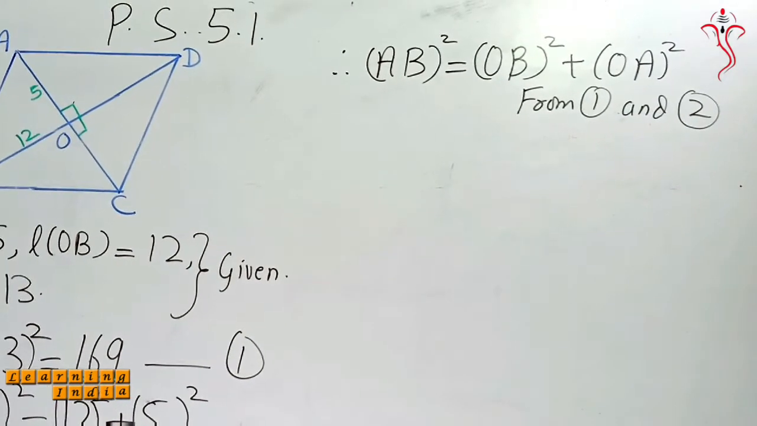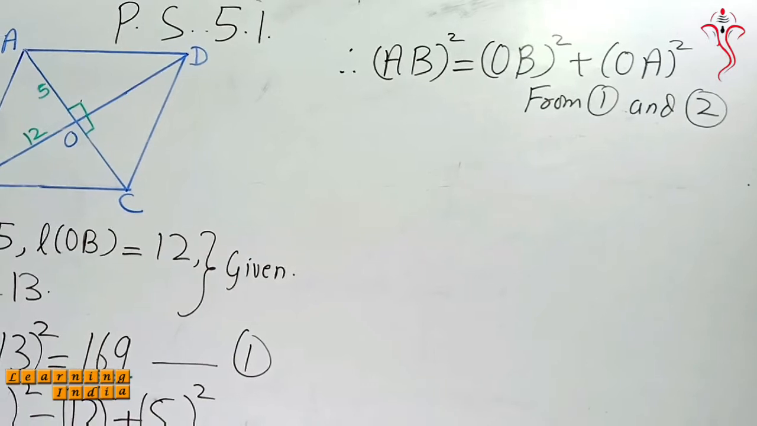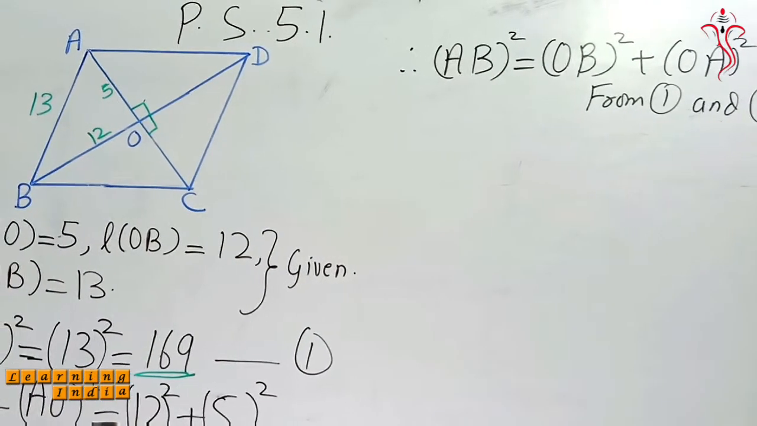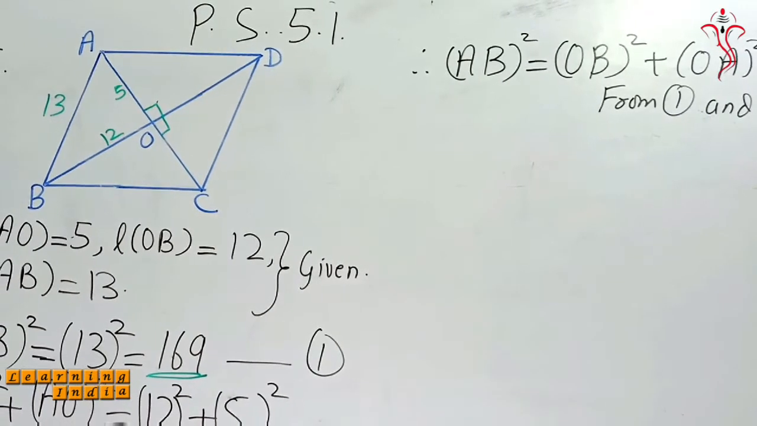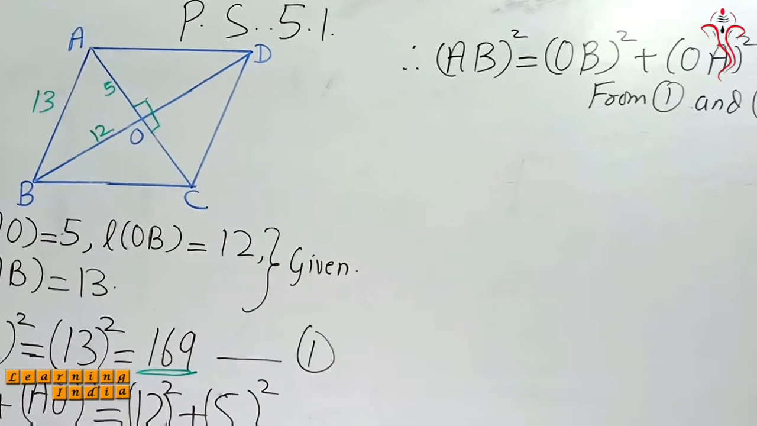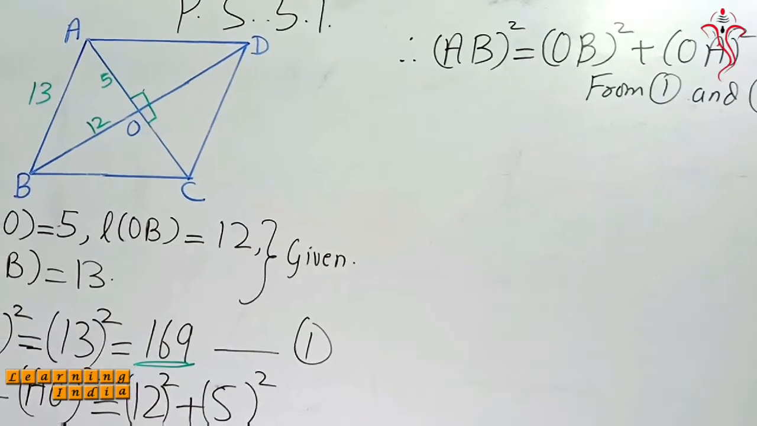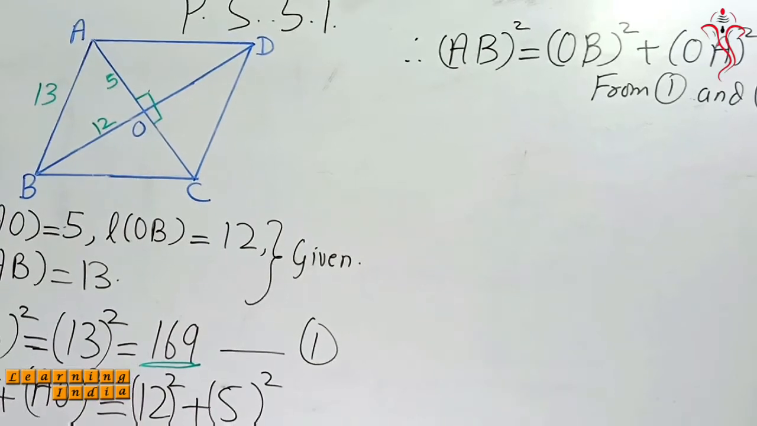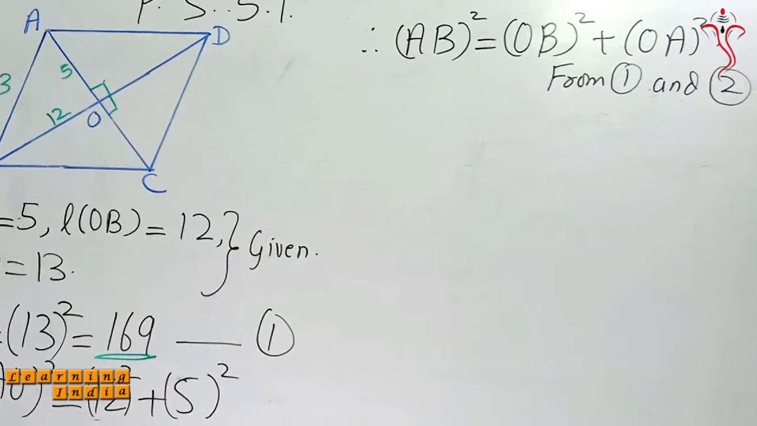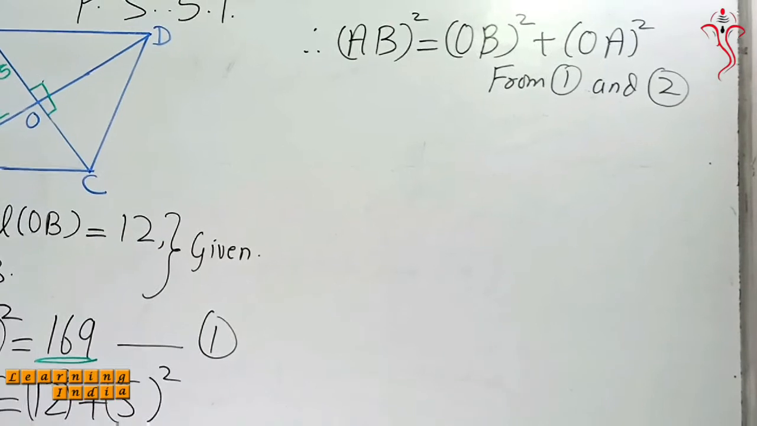So it forms what? If you look carefully at the diagram, what does it become? It becomes Pythagoras theorem. Hypotenuse square is equal to side 1 square plus side 2 square. So we can write it down by converse of Pythagoras theorem: measure angle AOB is equal to 90 degree. That we can write it down here.